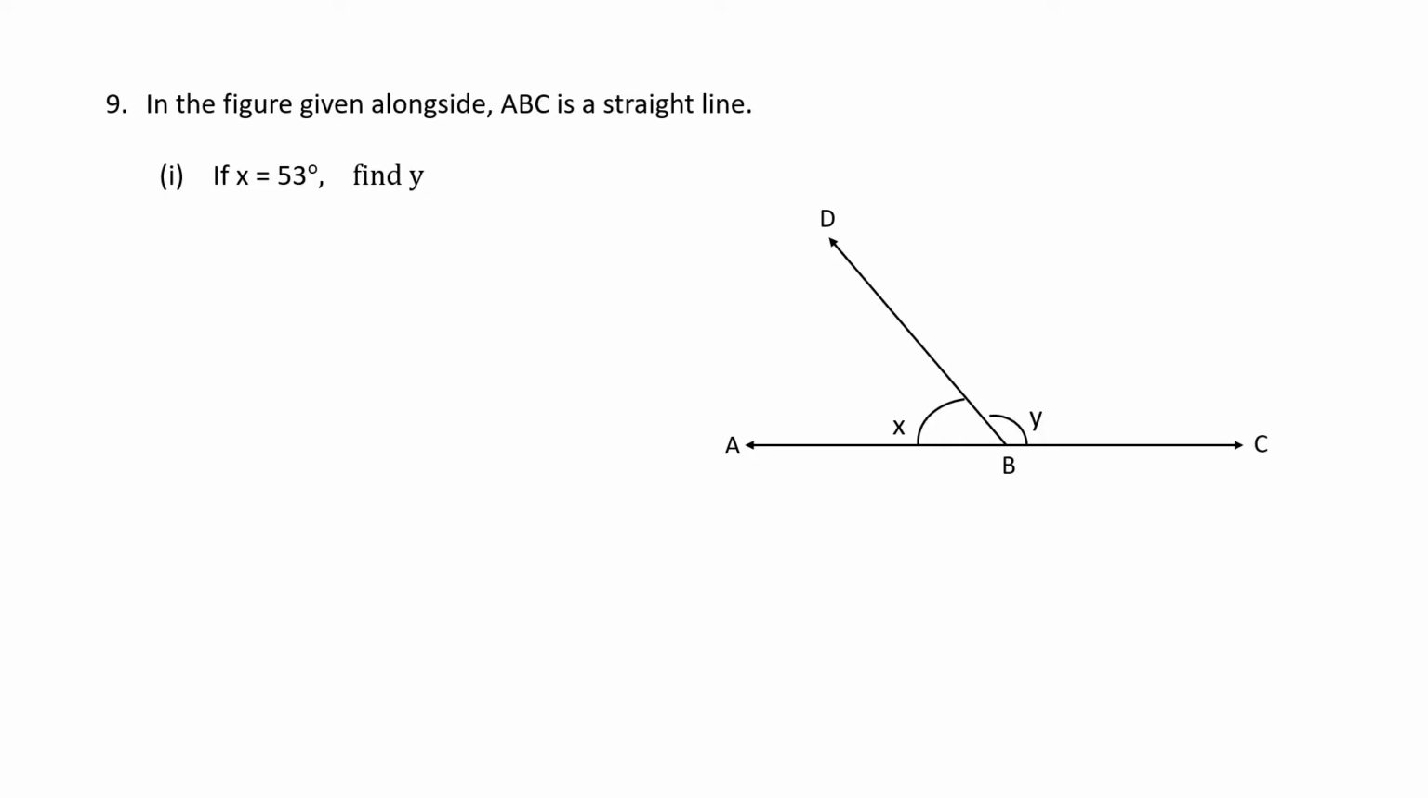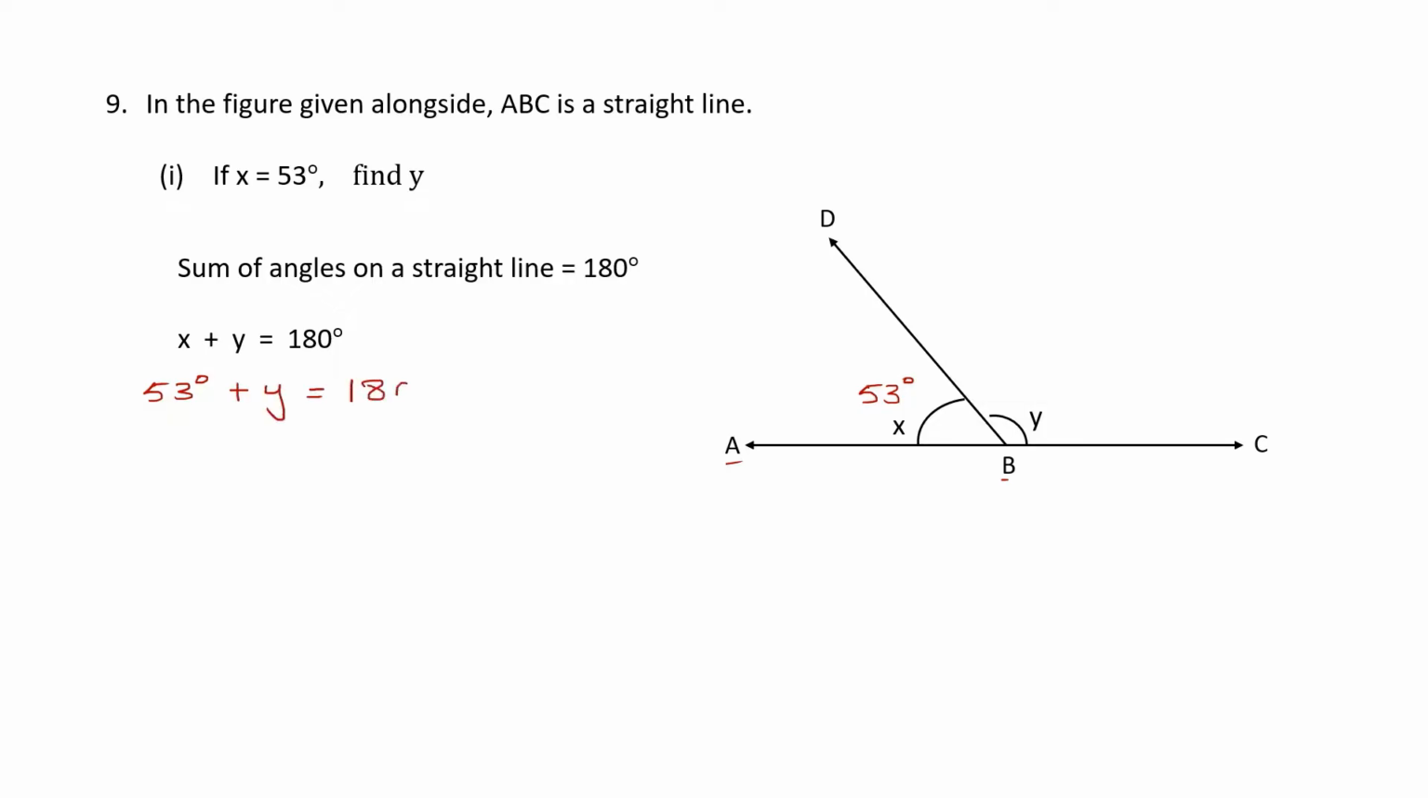Question 9. In the figure given alongside, ABC is a straight line. So we can see A, B and C as straight lines. And if x is equal to 53, so x is equal to 53 degrees, we have to find y. So remember, there are two angles here, x and y. We can use the linear property, which says sum of angles on a straight line equals 180. So x plus y should be equal to 180. How much is x? 53. Y, we're going to find out, and 180 degrees.